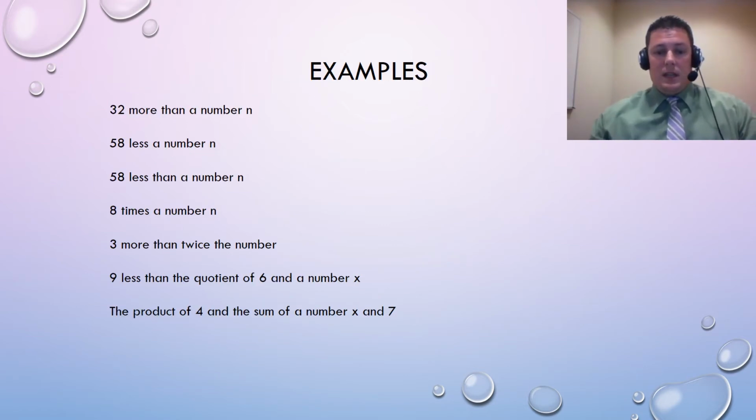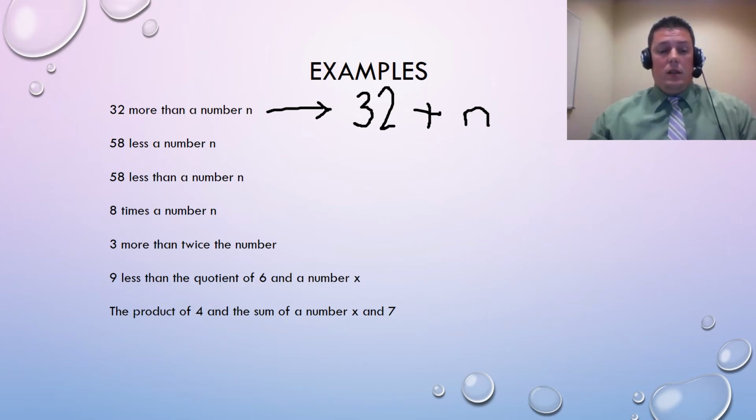All right, so here are some examples. The first one, 32 more than a number. So we write down 32. More than means addition from the previous slide, and the number it's telling us is n. So that's how we would write 32 more than a number: 32 plus n in an algebraic expression.